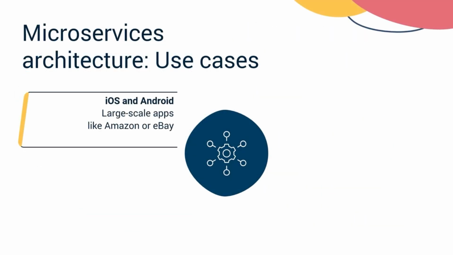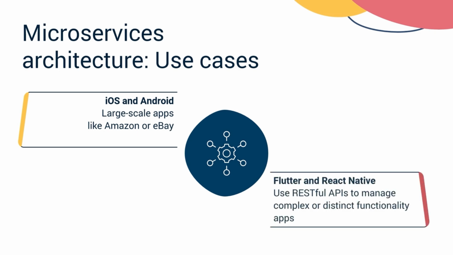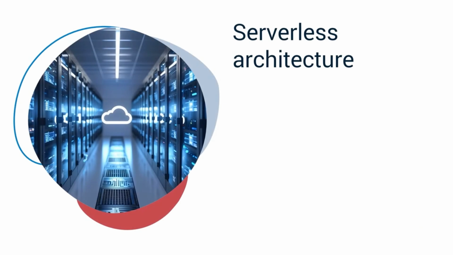On iOS and Android platforms, large-scale apps like Amazon or eBay benefit from microservices, which help them manage various functionalities efficiently. Flutter and React Native frameworks support microservices through RESTful APIs, making it easier to manage complex applications or ones with distinct functionalities. Another deployment strategy is serverless architecture.